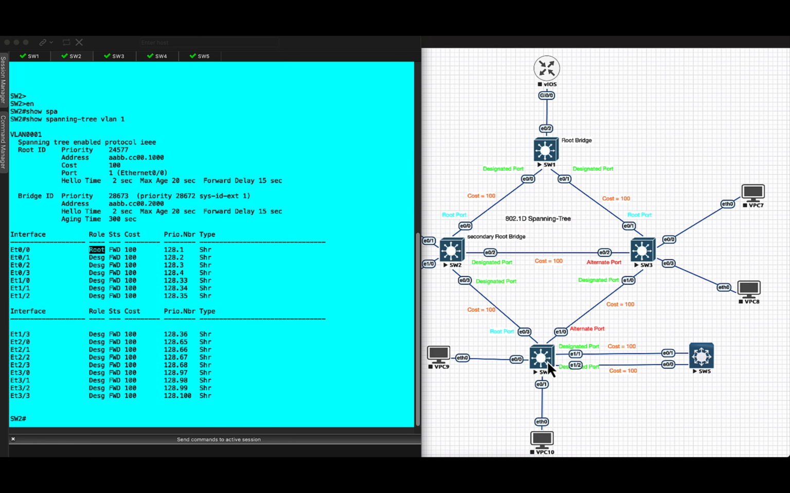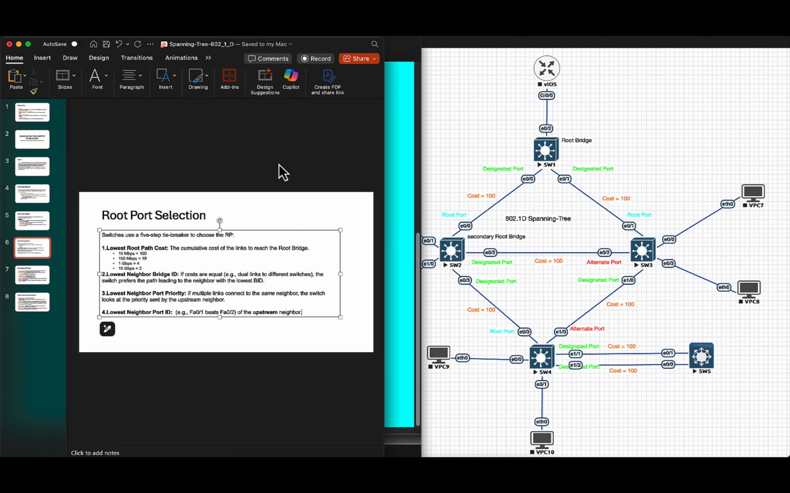Now, switch 4 will be a little bit different here because the cost is the same both directions, E03 and E10, right? All 200 to get to the root bridge. You add 100 here, 100 here. If you go this way, it's 100 here and 100 here. So when the path cost to the root is equal, it's going to use the second tiebreaker: the lowest neighbor's, keyword is neighbor's, bridge ID.